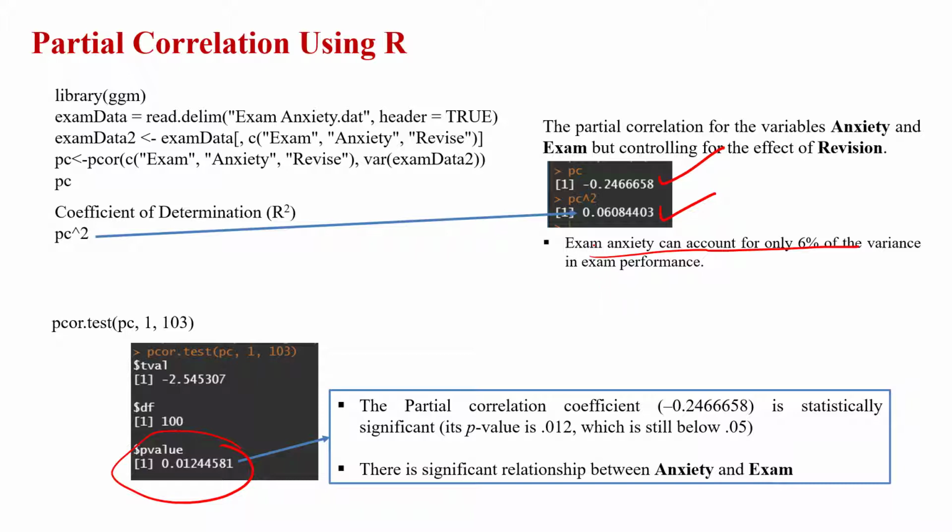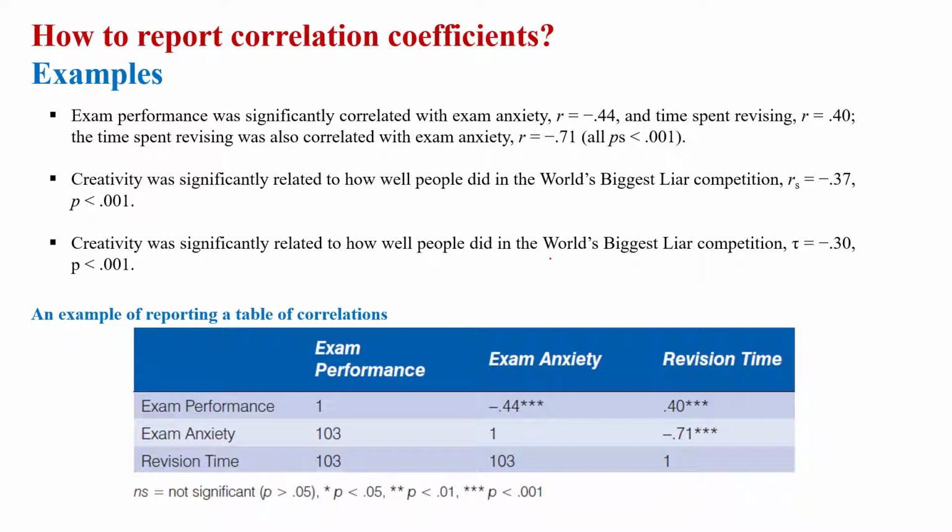So I hope it's clear how we can perform the Pearson, as well as the non-parametric Spearman, Kendall's, bootstrapping, biserial, point biserial, and partial correlation coefficients in R. Now let me discuss how we can report them in our research.